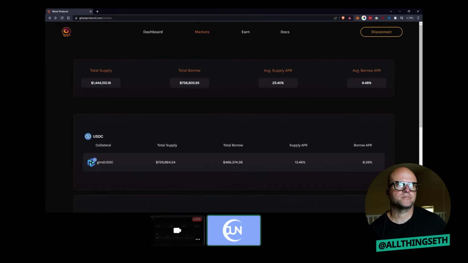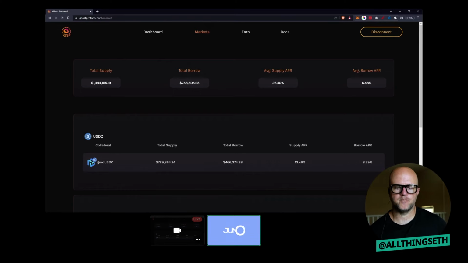Yeah. So one thing that's great about Ghast is it essentially unlocks capital from your money that would have just been locked in GMD. So before, people would have GMD USDC and it's kind of just sitting around in their wallets.